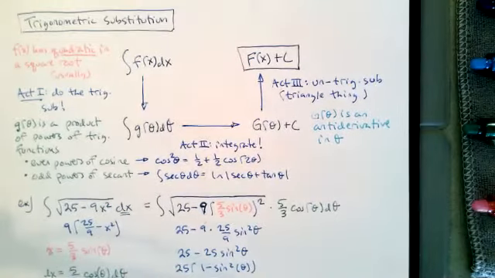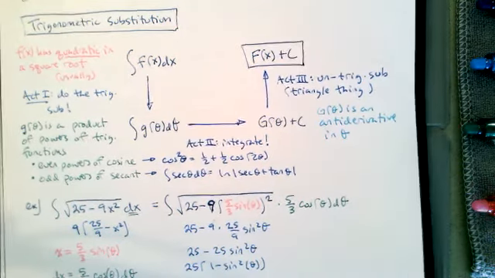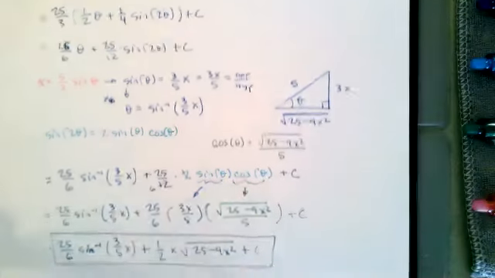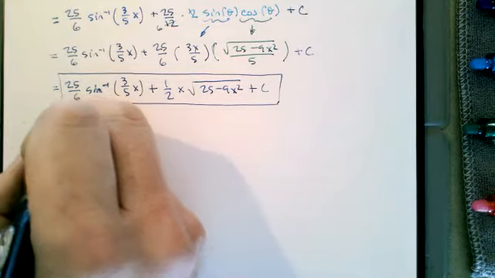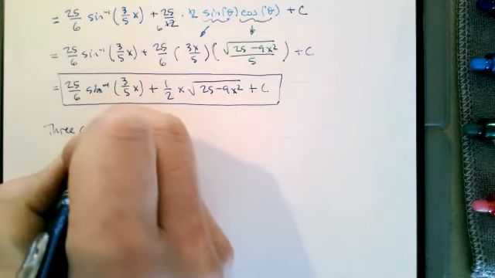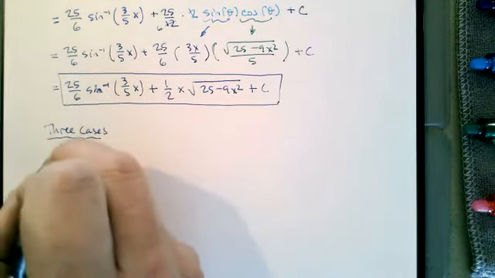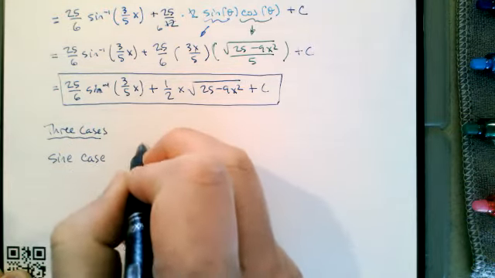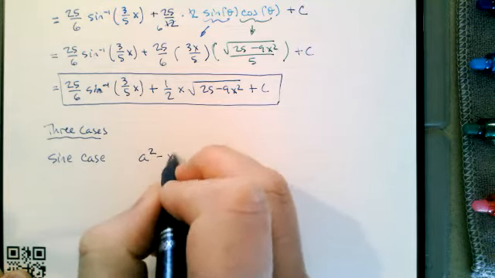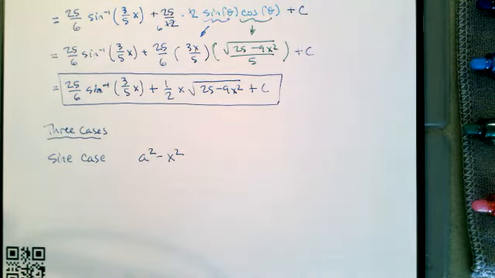Trigonometric substitution is for when we have a quadratic in the square, and usually a quadratic under a square root. And there are 3 cases of trigonometric substitution based on what kind of quadratic we have. There's the sine case, where we have something of the form a squared minus x squared. That's the form that we had here.